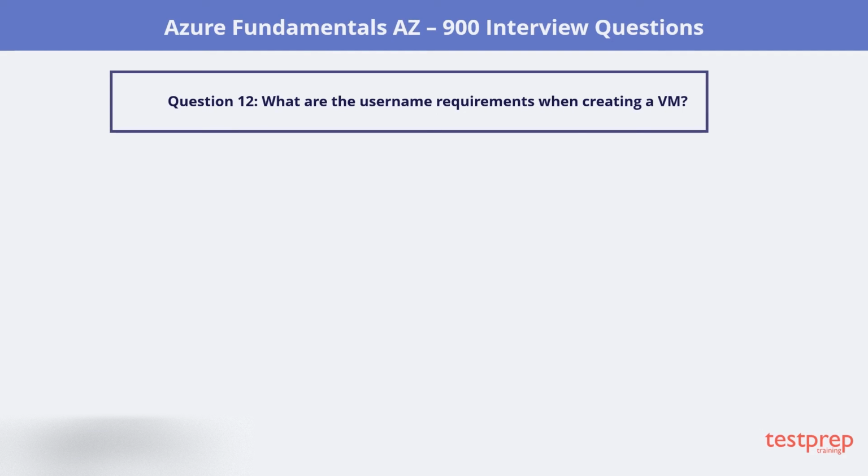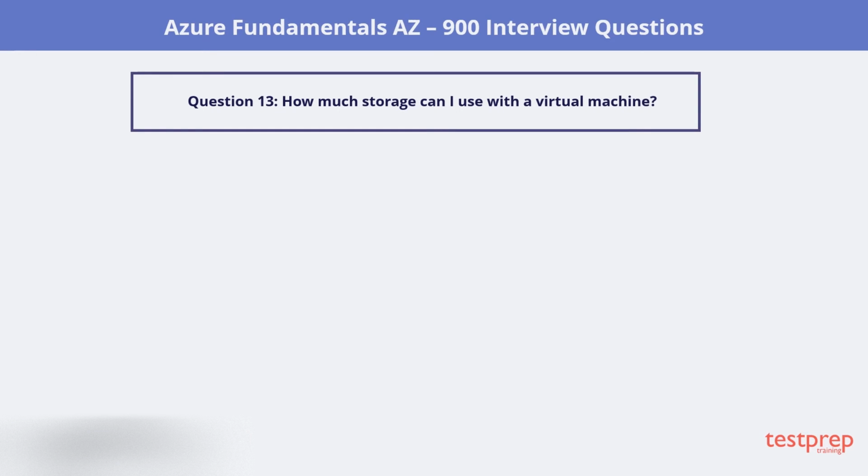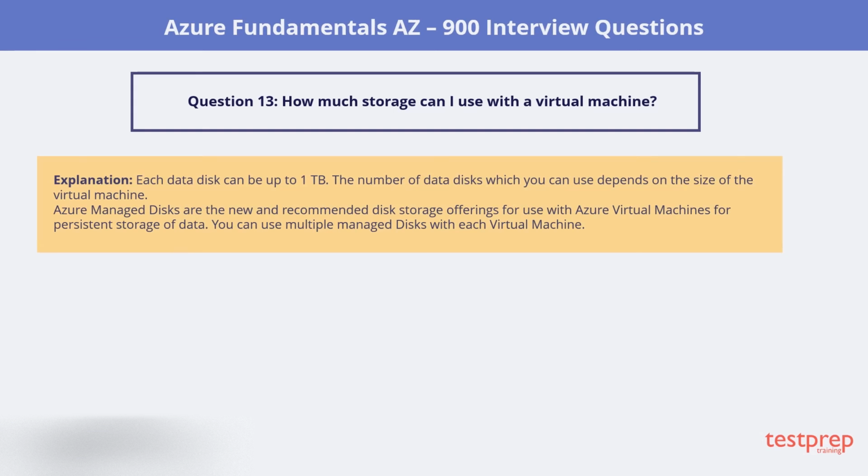What are the username requirements when creating a VM? The usernames mentioned in the table are not allowed. How much storage can I use with a virtual machine? Each data disk can be up to 1 TB. The number of data disks which you can use depends on the size of the virtual machine.